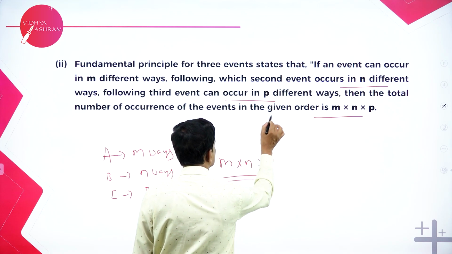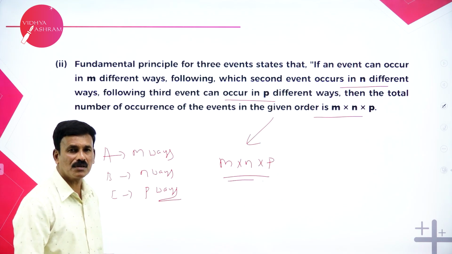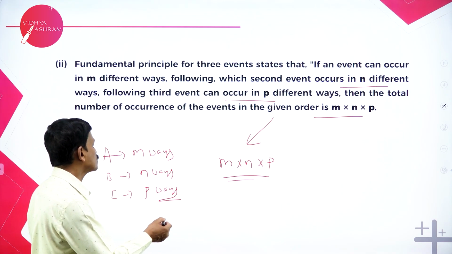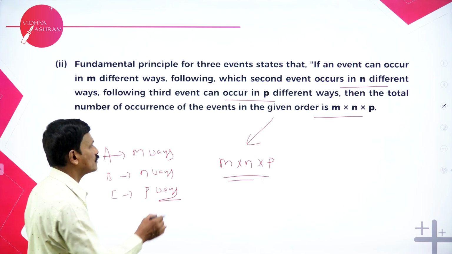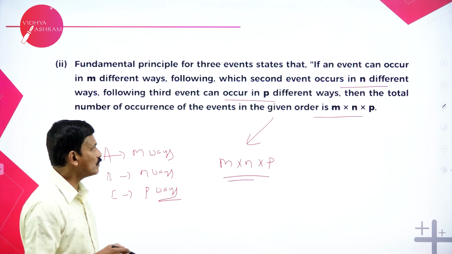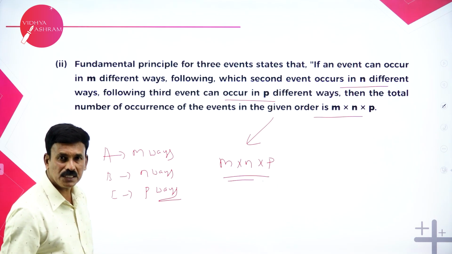That is, the occurrence is given by the product of all the events: m ways into n ways into p ways gives the total number of occurrences of the event in the given order. This is called the fundamental principle of counting or multiplicative principle for 2 and 3 events.